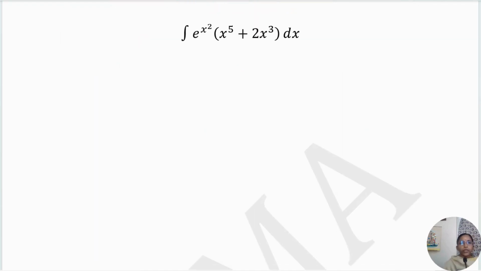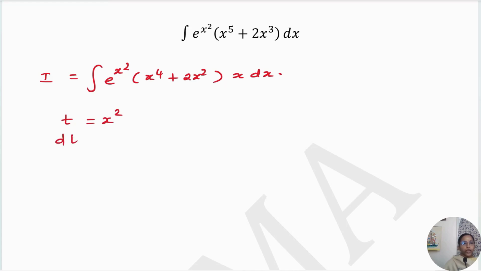Moving on to the next problem. Integration e power x square times (x power 5 plus 2x power 3) dx. This can be written as e power x square into (x power 4 plus 2x square). Take your x outside, x dx. Now substitution procedure, t is equal to x square. So dt is equal to 2x dx. We need x into dx. So dt divided by 2 is x into dx.